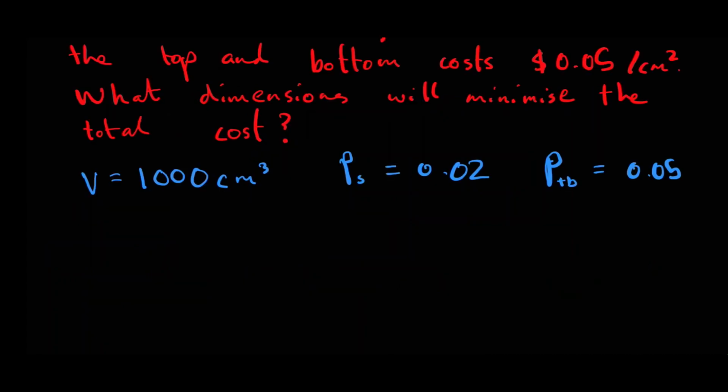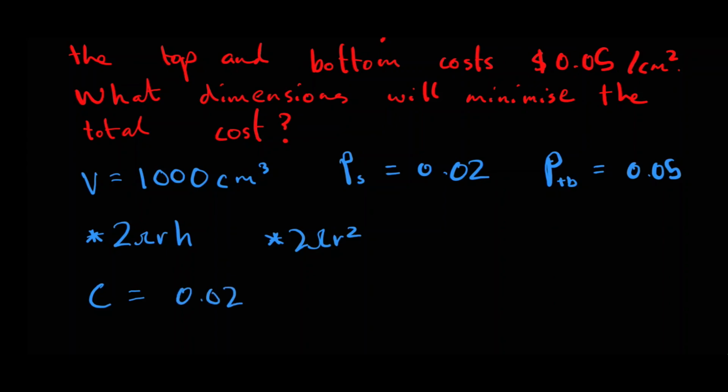So the cost of the cylinder is related to the surface area. The surface area of the sides of the cylinder is going to be 2 pi rh, and the surface area of the top and bottom together is 2 pi r squared. So using that, we can come up with an equation for the cost.